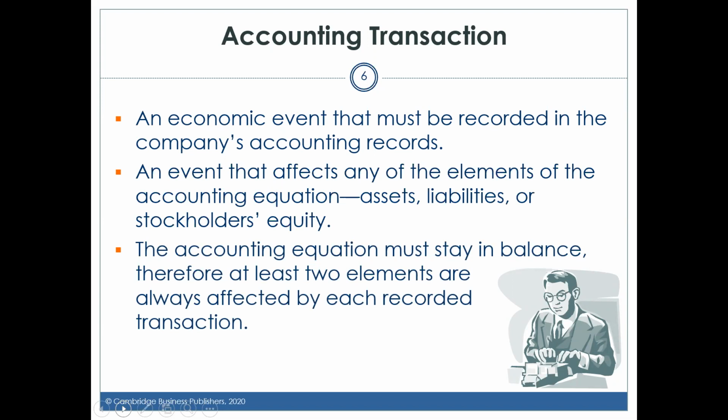So after recording an economic transaction, and we're going to talk about how you record an economic transaction, but after you record it, the accounting equation needs to still hold. It has to stay in balance. So that means that when you record an accounting transaction, at least two elements of the accounting equation will always be affected.